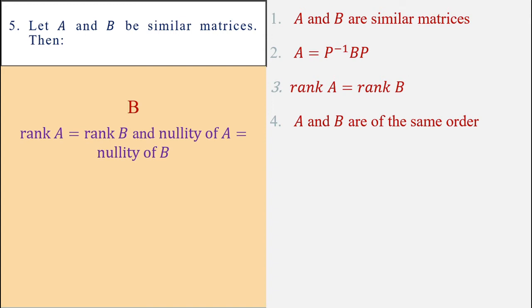Similarly, rank of B plus nullity of B is equal to the number of columns of B. But the number of columns of A and the number of columns of B are the same, and rank of A and rank of B are the same. So we conclude that nullity of A is also equal to nullity of B. So we get the conclusion: rank A is equal to rank B and nullity of A is equal to nullity of B.